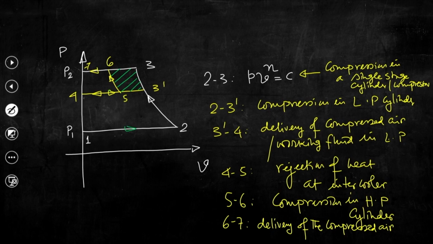In another case, we are using multi-stage compression, we are developing pressure from 2 to 3 prime first, then by having certain another mechanical arrangements, we are developing pressure from intermediate pressure to the final pressure, but in that case we are saving this much amount of work. So, this is saved work due to multi-stage arrangement, right.